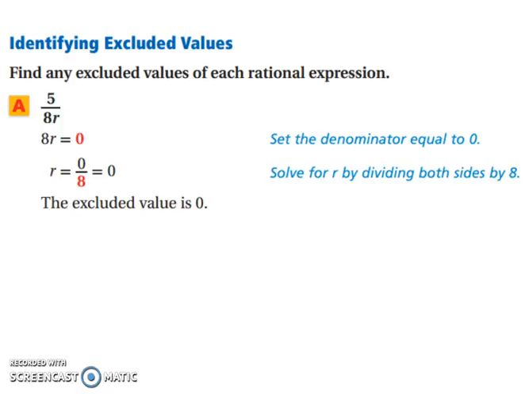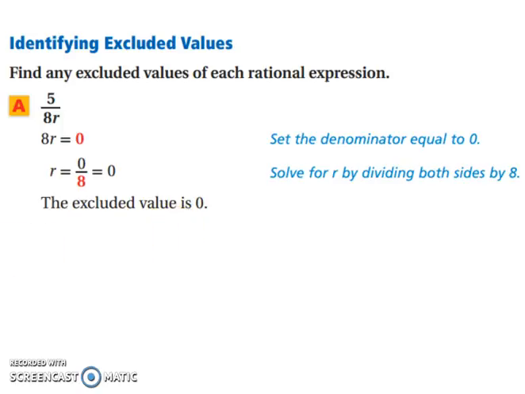So let's start with the identifying of excluded values. So we have 5 over 8 times r. We want to find a way to make our denominator 0, because then you have something that's undefined and you can't work with it. So it becomes excluded. So we have 8r equals 0, and we solve for r and we end up with 0. So the excluded value is simply 0.